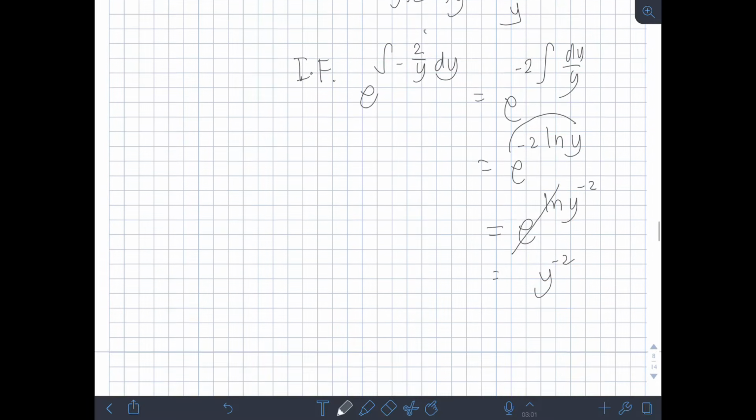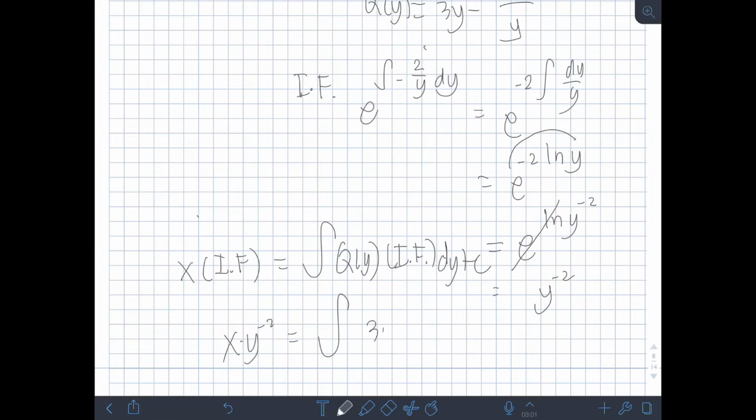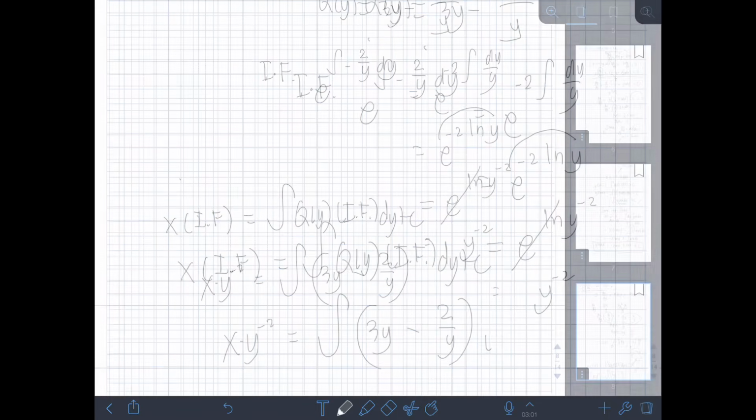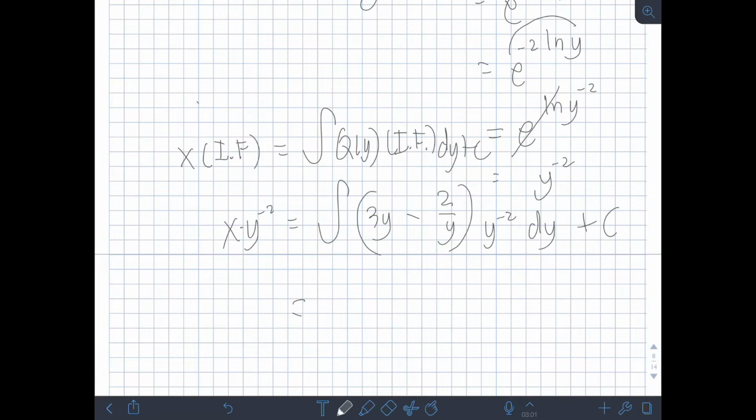So therefore, applying the general solution for linear differential equation, we have this time x times integrating factor equals integral ng q of y times integrating factor dy plus c. So substitute natin. X times integrating factor na y raised to negative 2 equals integral, yung q of y natin is 3y minus 2 over y times yung integrating factor na y raised to negative 2 dy plus c. So simplify muna natin to.